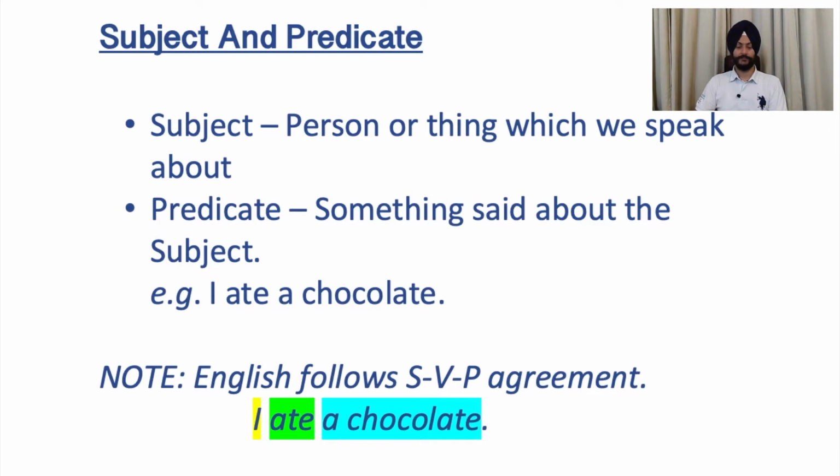For an example, I ate a chocolate. Here the subject is I, who is doing an action. The action is I ate, the past form of the word eat. I ate a chocolate. The subject I performed an action on the chocolate. Hence, the chocolate becomes the predicate. Ate is the verb, which is the action that was performed by the subject on the predicate. Now, one thing to note over here is that the English language follows the SVP agreement, which means subject, verb, predicate.